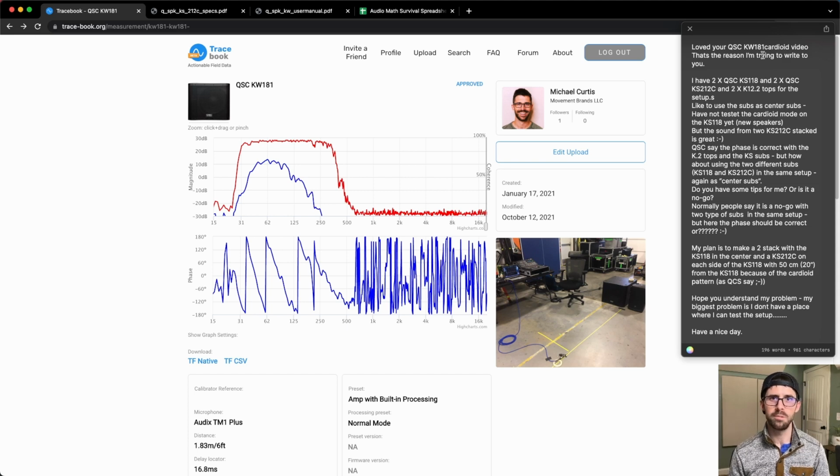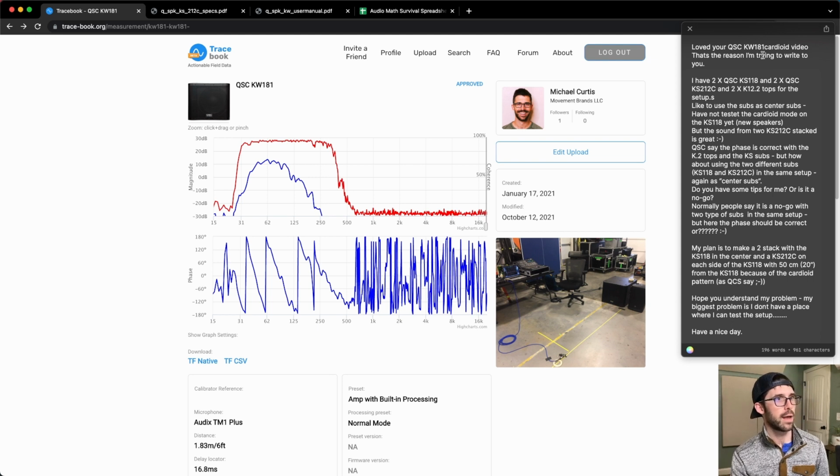Both of those subtypes marry well from a phase response perspective with the K12.2 tops he has, but he's asking, can you put them together in a center sub setup all together, or are they going to play nicely with each other? He goes on to say, yes, I know it's the phase response that determines that, but people usually say you can't do that because the phase responses are going to be different. But the good thing is we can measure that and prove that and see if that is actually true.